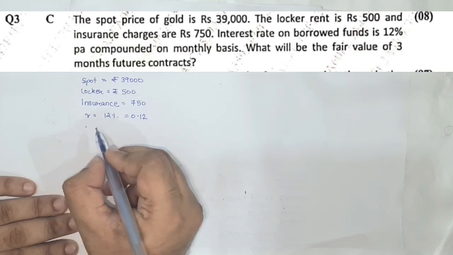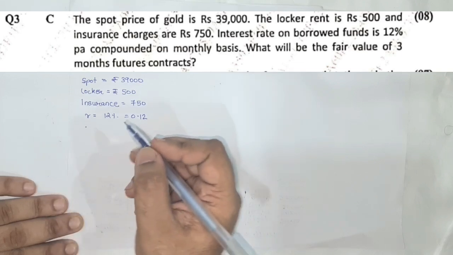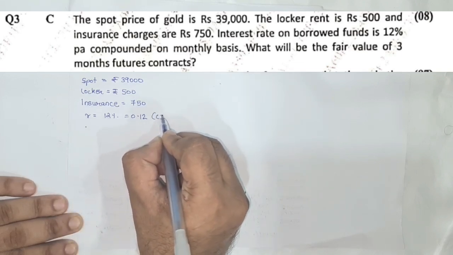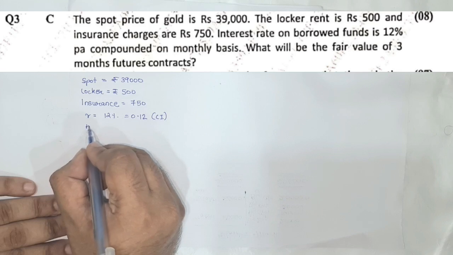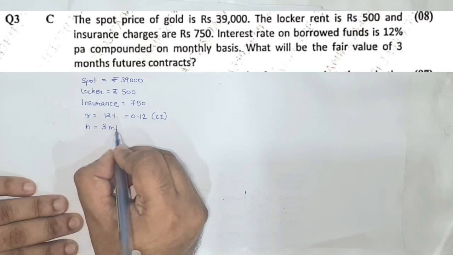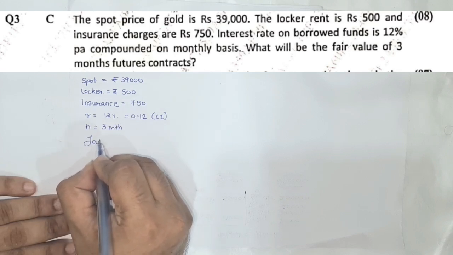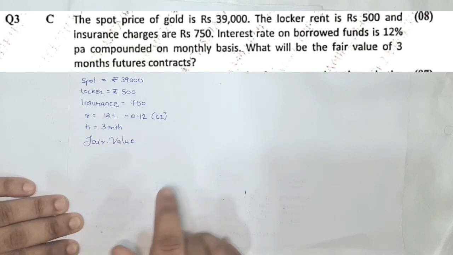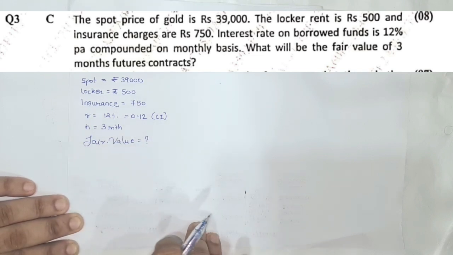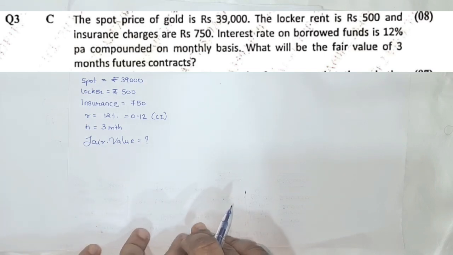And they told you the interest is going to be on compound interest, so I'm writing CI, compound interest based. They are telling you the number of months, so your N is 3 months. And they're asking us to find the fair value. Fair value, question mark, not given.